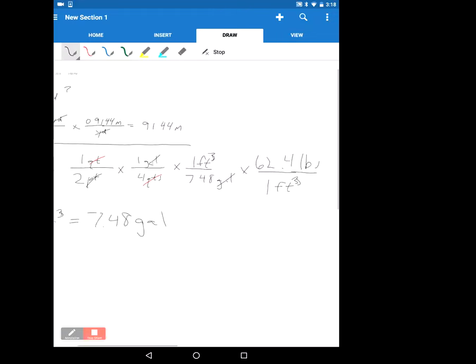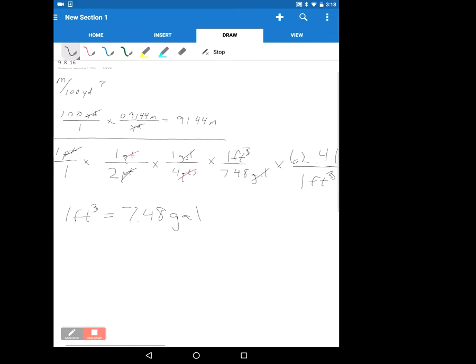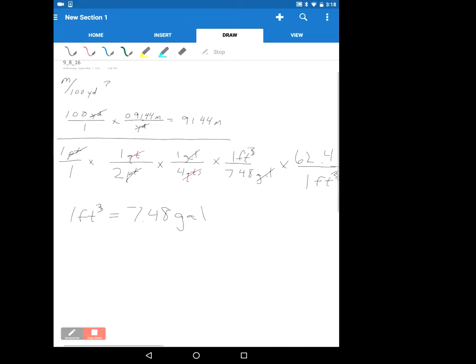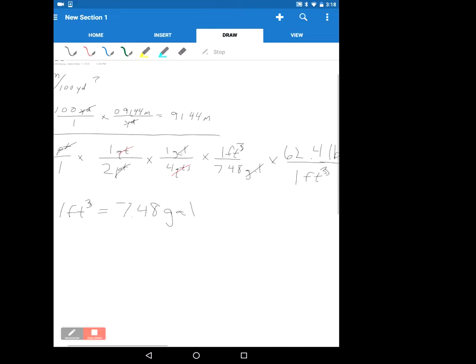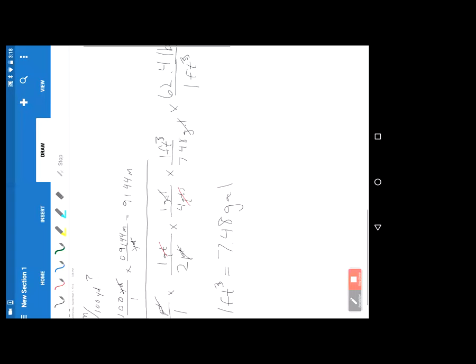Okay, and that, I cannot zoom out. Okay, it's not letting me zoom out anymore. I can turn the screen that way. There we go.